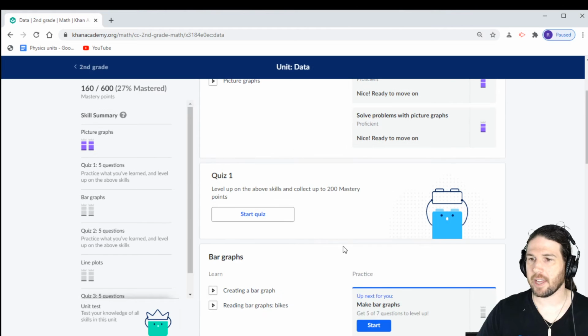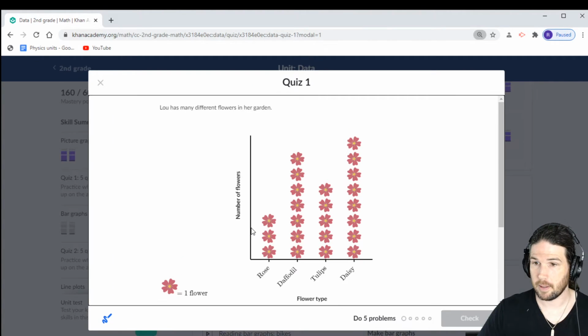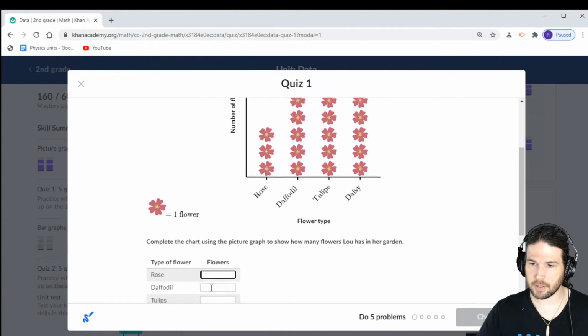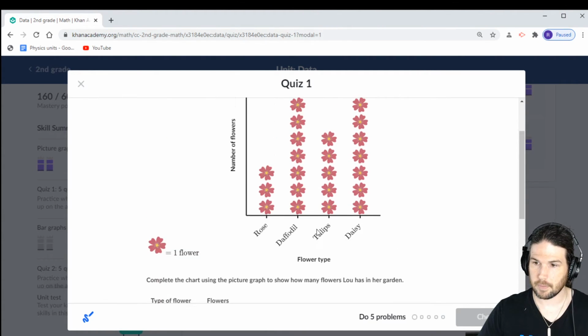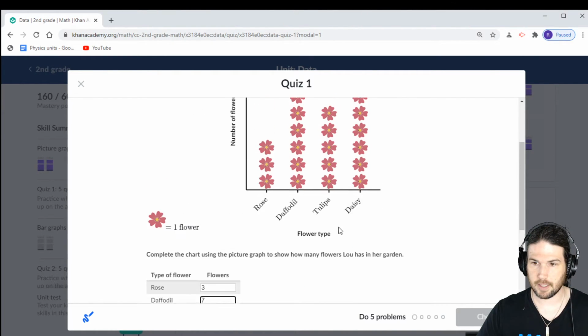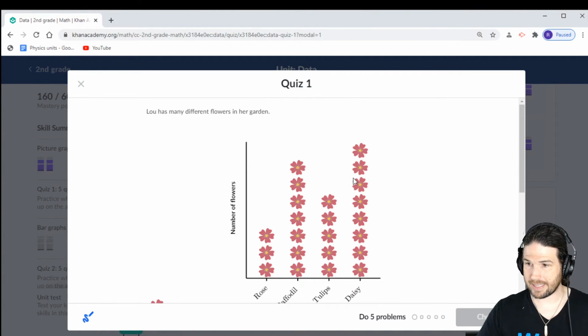We have a quick quiz about these 2 picture graphs, so we're gonna go through that really fast. All right, we're gonna nail this quiz super quick. Lou has different flowers. I see 3 roses. I see 1, 2, 3, 4, 5, 6, 7 daffodils. I see 5 tulips, and I see 8 daisies.